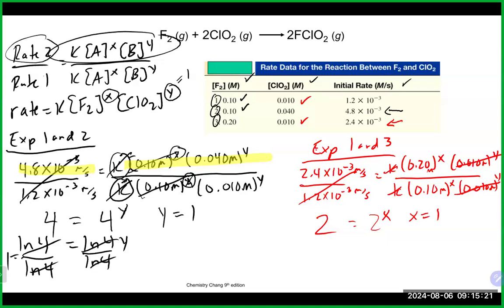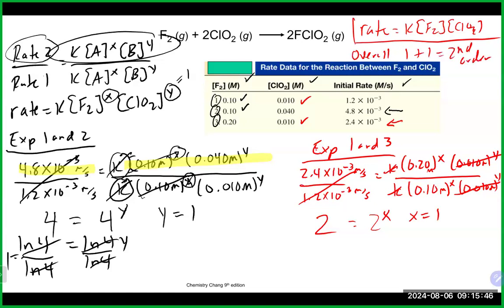Any questions on that? What we just did is use the experimental information to figure out the orders. That means that the rate law for this reaction would be rate equals K times F2 times ClO2. The overall order for this reaction will be 1 plus 1, which is a second order reaction. Any questions up to that point?